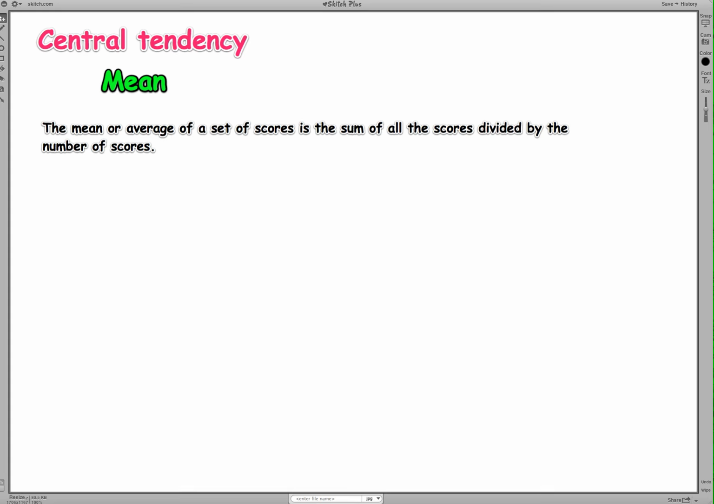So the mean or average of a set of scores is the sum of all the scores divided by the number of scores. Why would we want to find out the mean? Well, it helps us to make predictions about things.